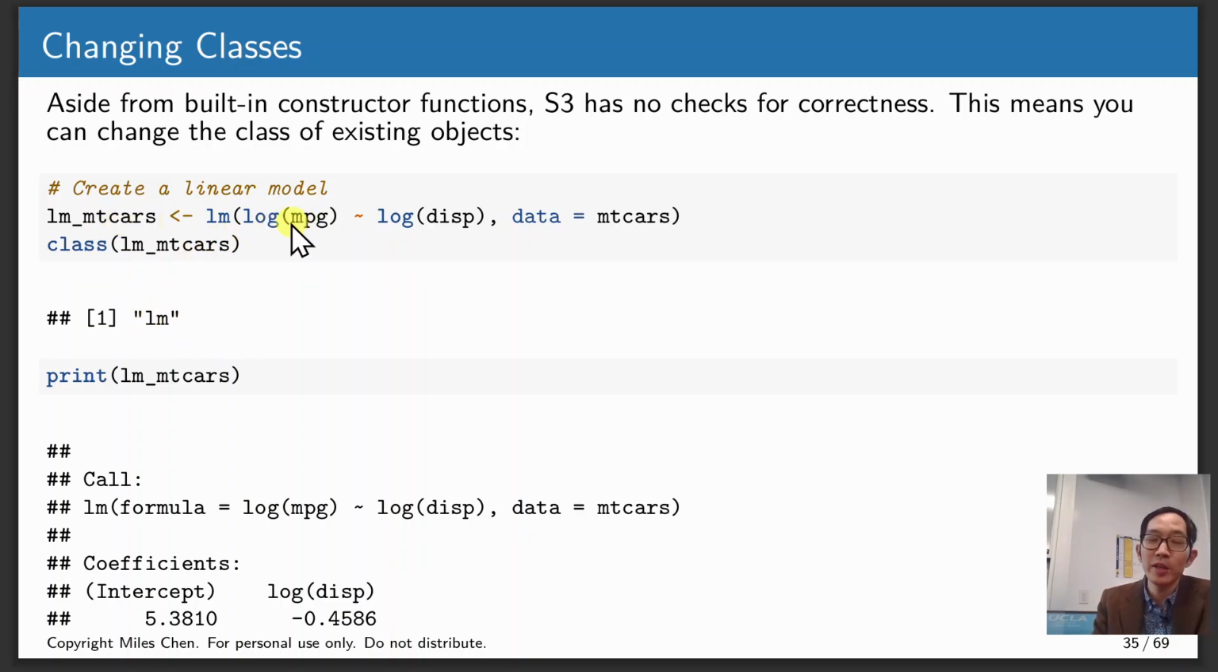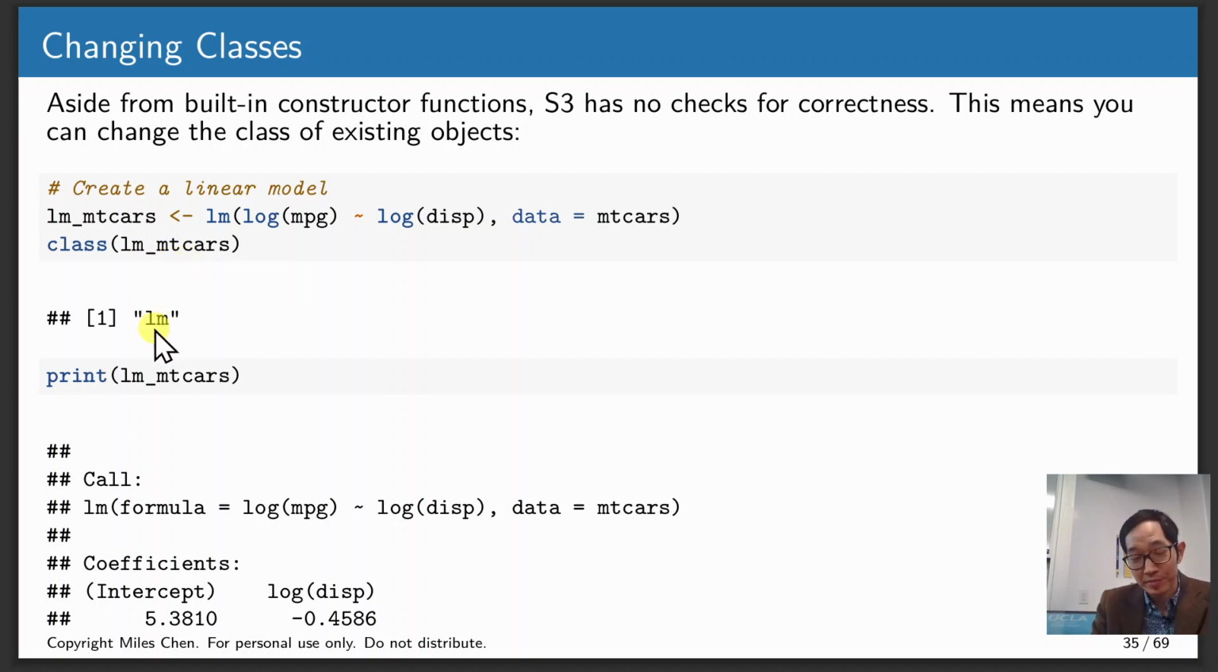So if I say, hey, I want you to predict the log of mtcars gas mileage based on the log of the displacement of the engine, that creates an lm object. I can print this out like this. Okay, this is how R prints out lm objects. You get the intercept and the slope and so on and so forth. Now, the class of the lm cars object is lm.